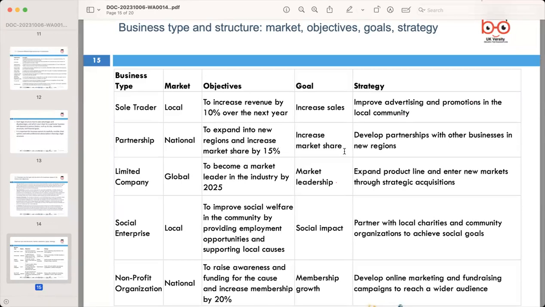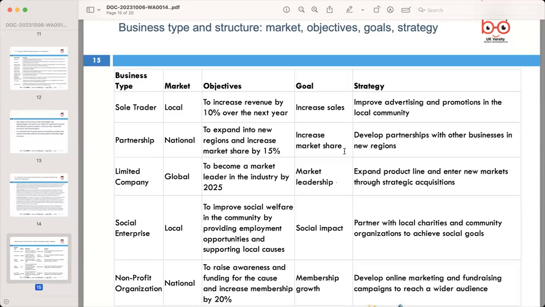Then limited companies often have a broader market focus, extending beyond local boundaries to operate on a national or even global scale. So they seek customers and opportunities in multiple regions or countries. They normally set ambitious objectives such as becoming market leader in their industries. They aim to achieve sustainable growth, increase profitability, and enhance shareholder value.